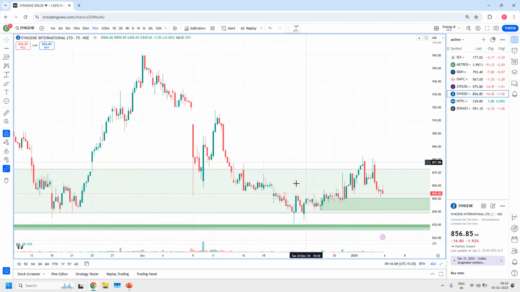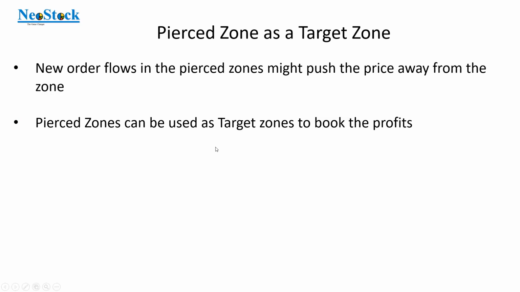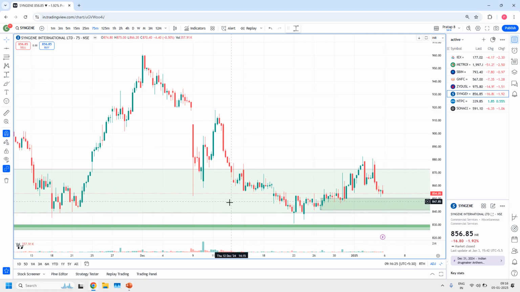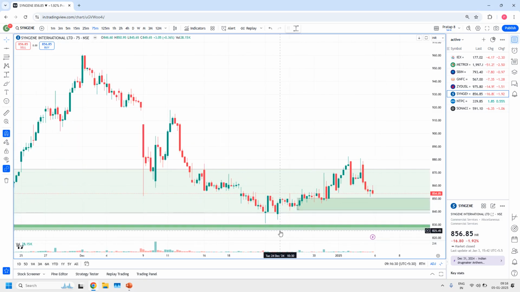So what is the reason behind this concept? This is the concept. New order flows within the pierced zone. Because the traders believe when there is a pierced zone, next time prices easily pass through the zone. By seeing all these things, people are thinking it is easily passing. Yes, what we are thinking is correct. But now institutions created a zone and picked up the orders, and from here orders are executed, and then it further moved up.